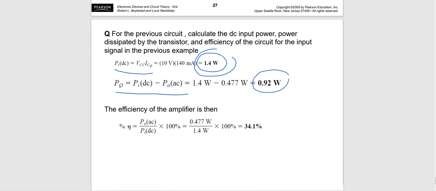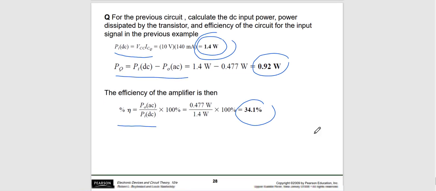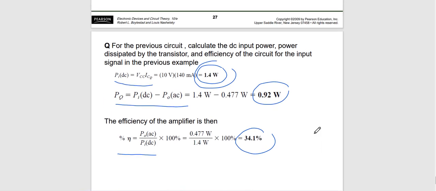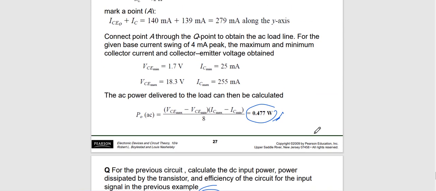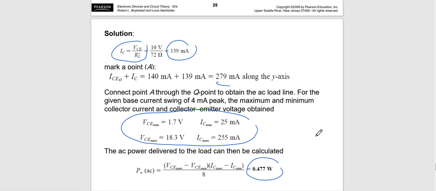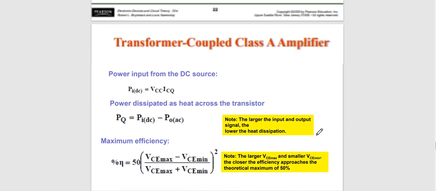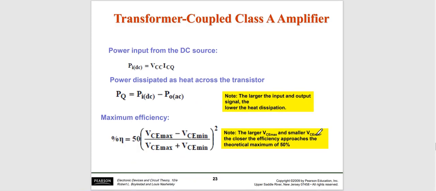And then how about the efficiency of the amplifier, POAC per PIDC? So we can calculate the percent efficiency as POAC per PIDC multiplied by 100%. So we put in the values, and we get the efficiency of 34.1%. So I think this is a clear example for the class A amplifier with transformer coupling for the part 2 power amplifier.